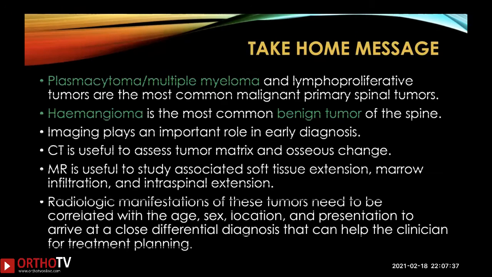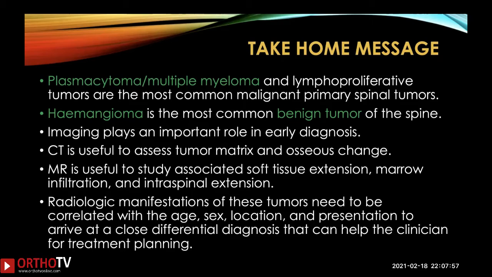The basic take-home message you have to understand is that plasmacytomas and multiple myelomas are the most common malignant primary spine tumors. Hemangioma is the most common benign tumor. Imaging is very important. You have to get an X-ray, a CT scan, an MRI, and if possible, a PET scan. Bone scans are also invaluable.